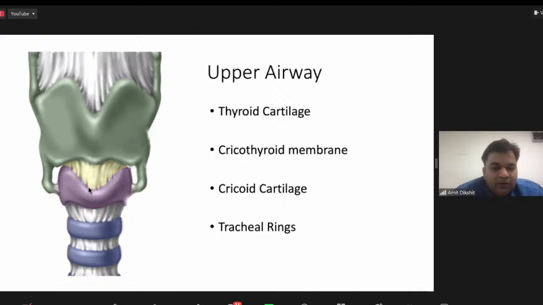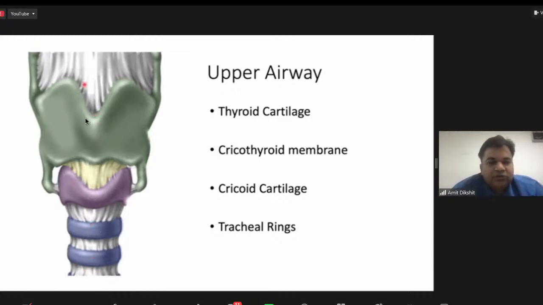Then the structures above the vocal cord. I have to highlight here. The biggest one, green in color, is the Adam's apple. The purple here is the cricoid cartilage. In between is the cricothyroid membrane. These are the tracheal rings lower down. I think I'll use a pointer. There may be some delay, so I'll just use this pointer. This green one is the bigger one, the Adam's apple, and if you do a cross-section, you will see the vocal cords. Below that, this yellow one is the cricothyroid membrane. Then we have the cricoid cartilage, and below are the tracheal rings.